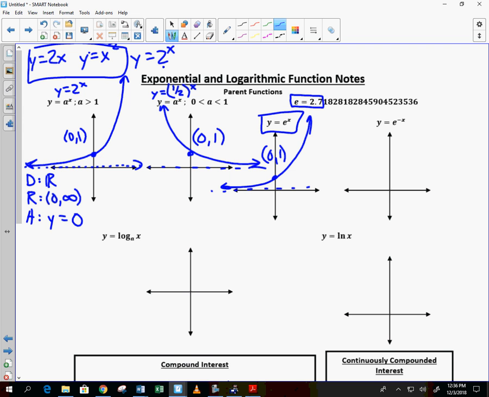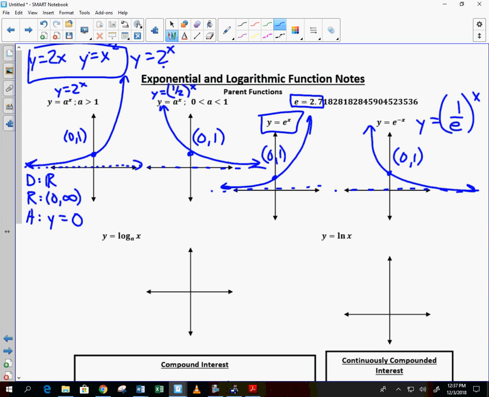And y equals e to the negative x is the same thing as y equals 1 over e to the x. It creates that flip, and it looks just like that. Everybody have a basic understanding of these general shapes? Our goal today is to graph these shapes, understand their behavior, and go from there.